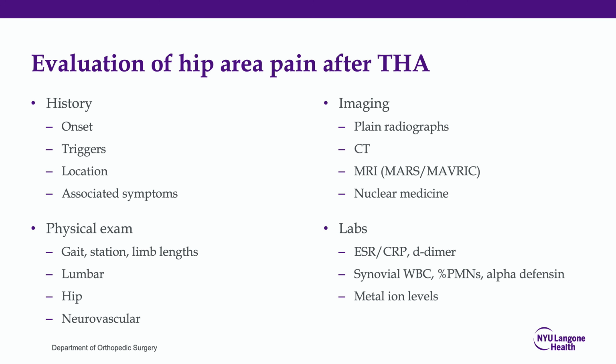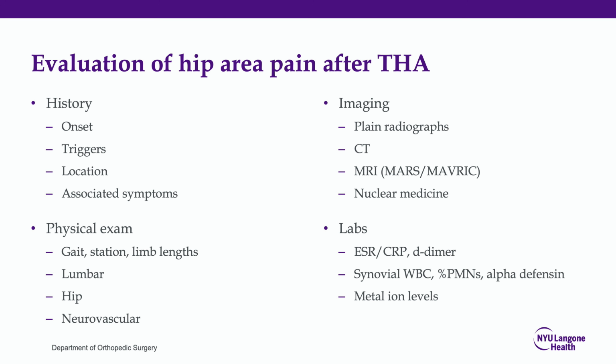Physical examination, we're going to examine the patient for gait and station. What are the limb lengths? You need a good lumbar exam to rule out referred pain. Evaluate the hip in terms of range of motion, strength, tenderness, incisions, swelling. And a neurovascular examination, both to understand the status of the extremity you may be operating on, and also to look for signs of neurologic or vascular causes of lower extremity pain.